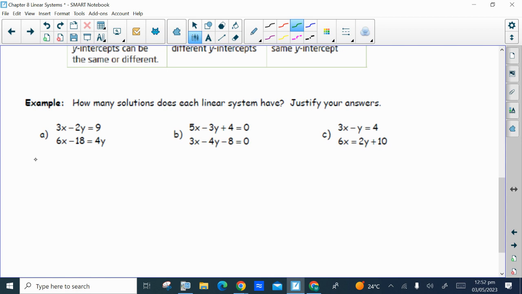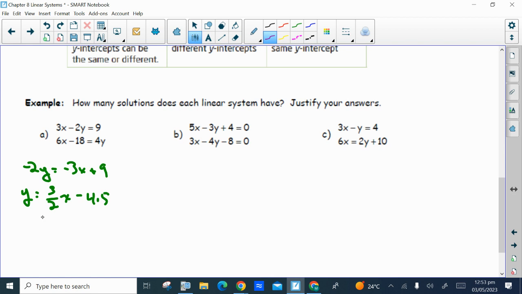So let's do that for this first example. I'll leave the negative 2y on the left for now. I'll subtract the 3x and keep the positive 9 over there. And then when you divide both sides by negative 2, negative 3 over negative 2 is positive 3 halves x. 9 divided by negative 2 is minus 4.5. So that's the first equation in slope-intercept form.